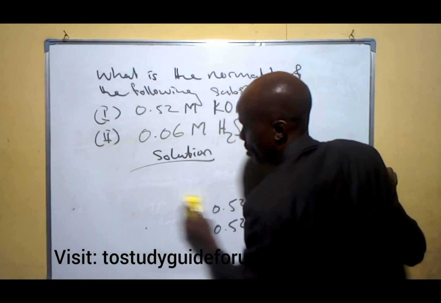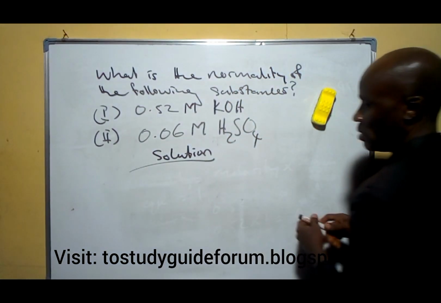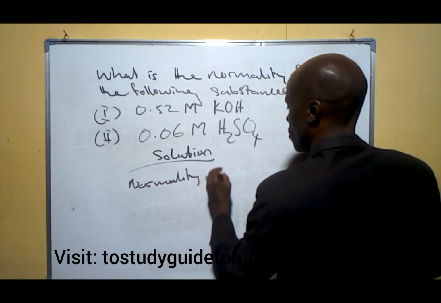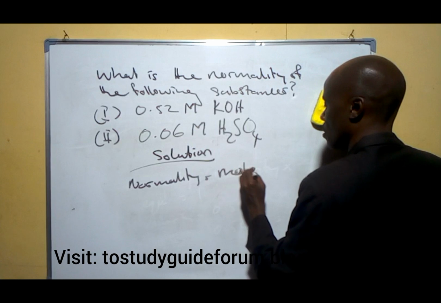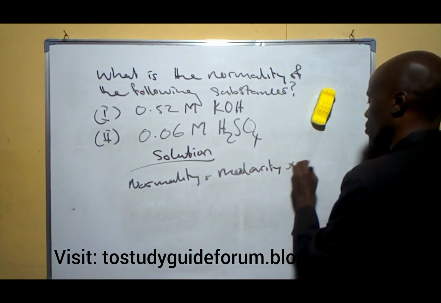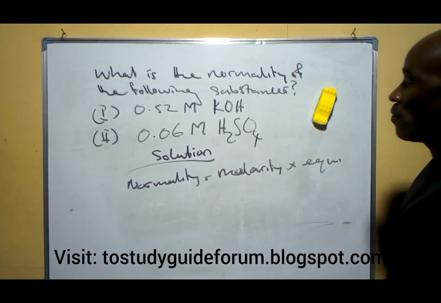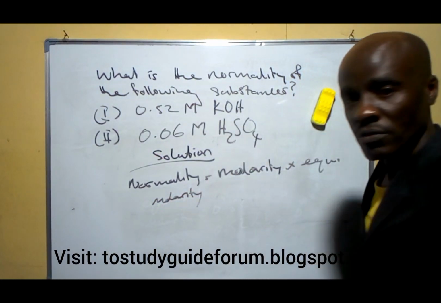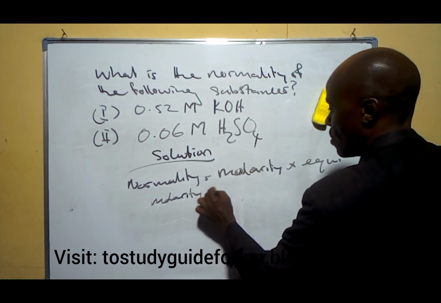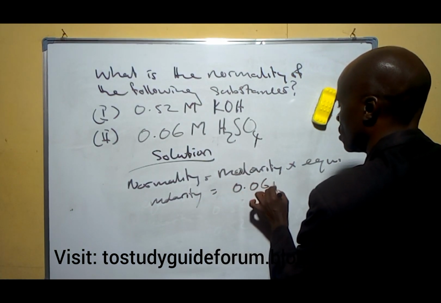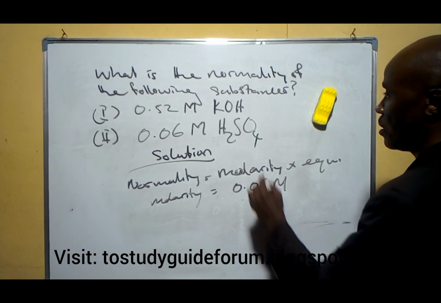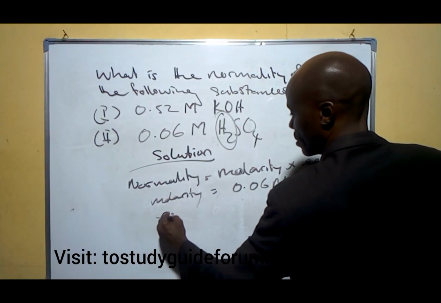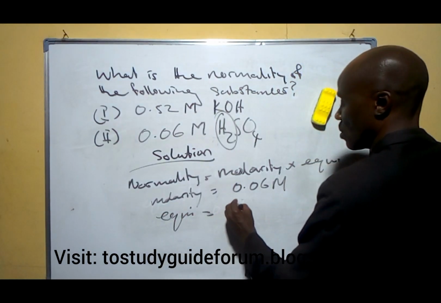So for the acid, to solve that of sulfuric acid, what we are going to do here is almost the same thing. Normality is molarity times equivalent. The molarity of this acid is equal to 0.06, and then the hydrogen ions present there are 2. So that is the equivalent.